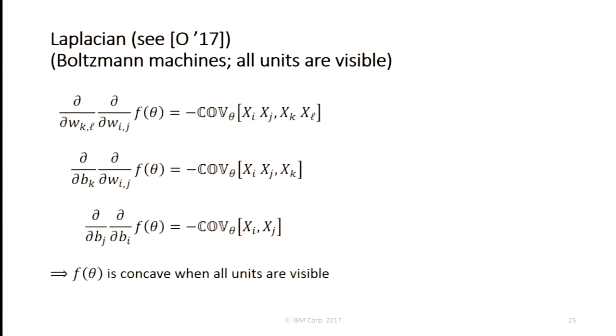If we take the gradient again to look at the Laplacian, it turns out that the Laplacian has a very simple form, a covariance. Because this can be expressed as a covariance, we can immediately see that the objective function is concave. And this is when all units are visible. I couldn't find this particular expression in the literature, but in my technical report, I have all the derivations.